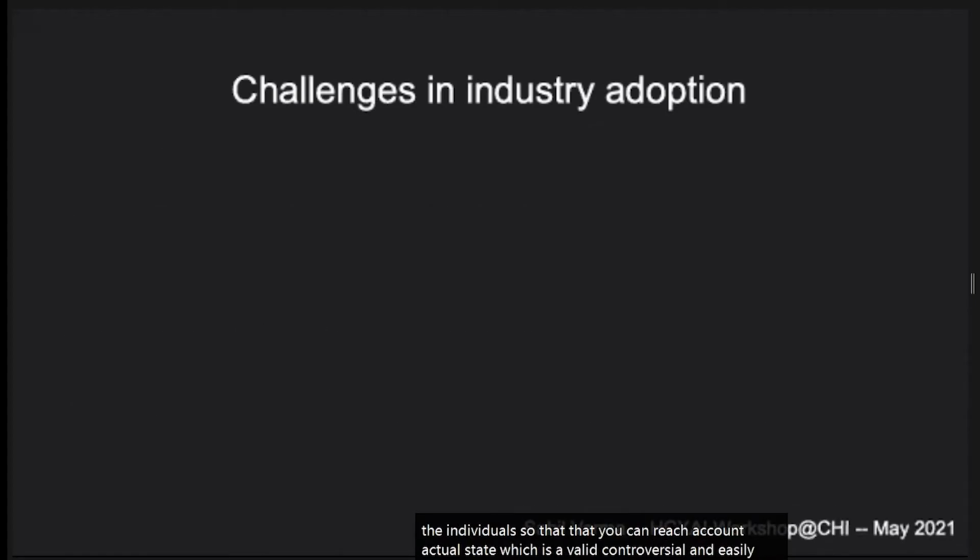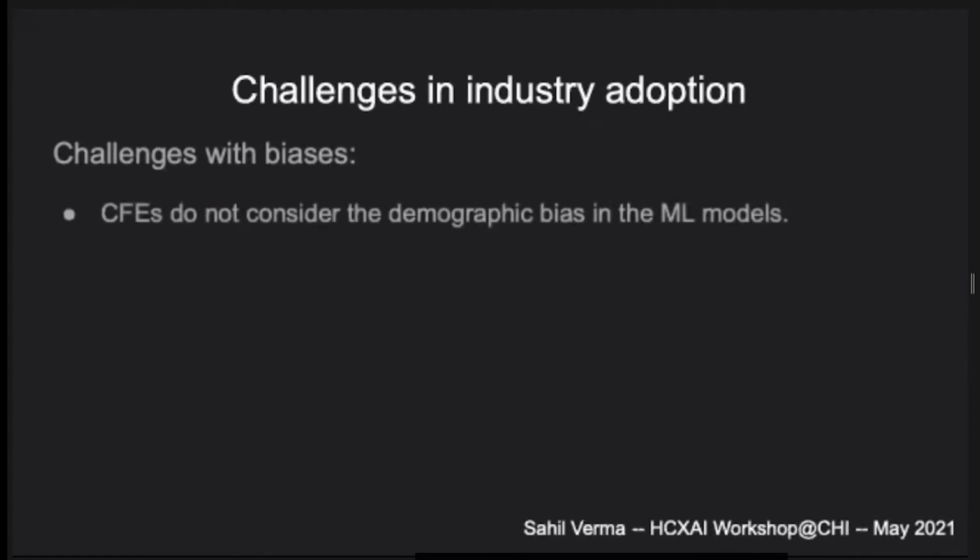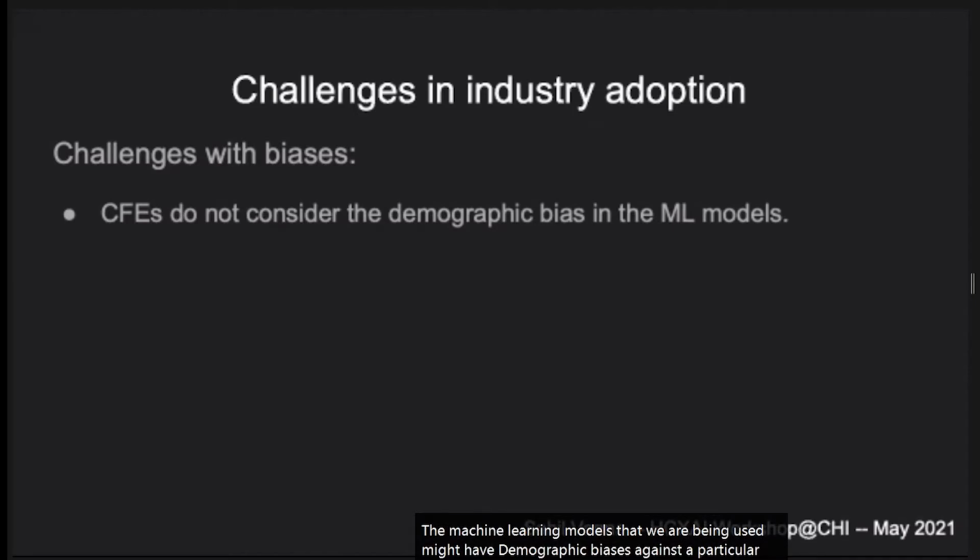There are problems due to biases in the real world. For example, the machine learning models that are being used might have demographic biases against a particular gender or particular race, and the counterfactuals generated do not consider this. They should consider it.